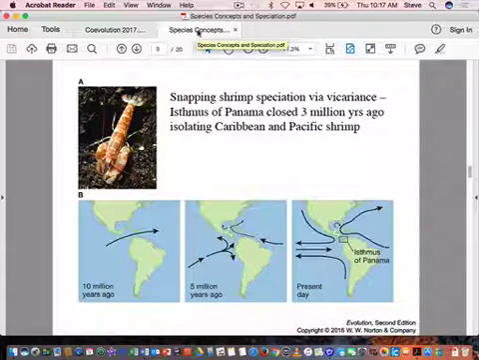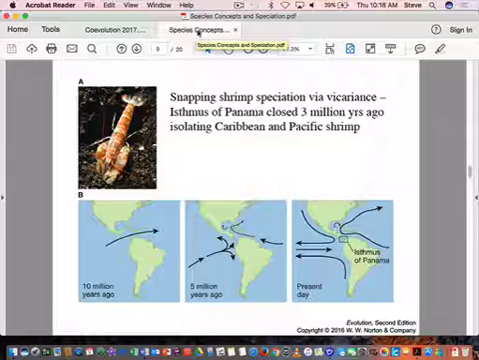This is the classic example, snapping shrimp speciation via vicariance. And this occurs not only in snapping shrimp, but 10 million years ago, was there a land bridge between Mexico and South America? Nope. So there was no barrier between South America and southern Mexico. What eventually happened over time? What eventually formed? The land bridge between the two, the Isthmus of Panama, basically, until we built the canal, okay?